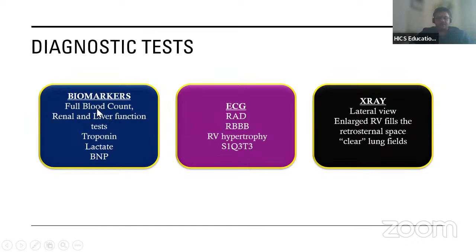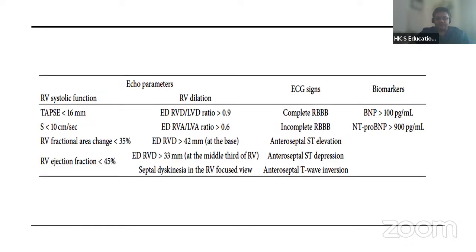Biomarkers of late have become an important aspect of workup of patients with cardiac dysfunction. So looking at full blood counts, looking at polycythemia essentially to see whether there is hyperviscosity, renal and liver function tests, troponin for myocardial injury, lactate for perfusion, and BNP for reasons which I have described already for the diagnosis of RV dysfunction. We will come back to some of the echo parameters later.